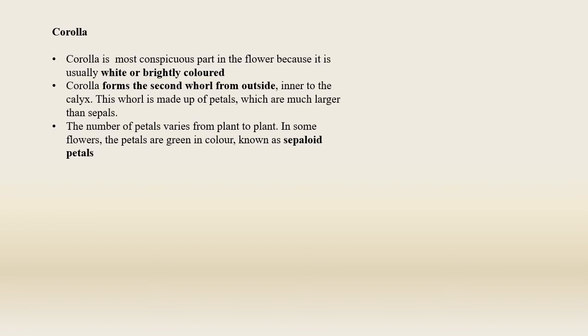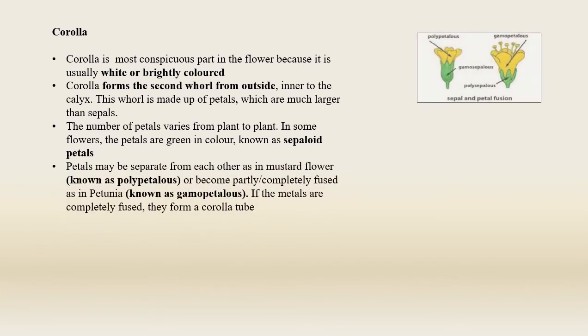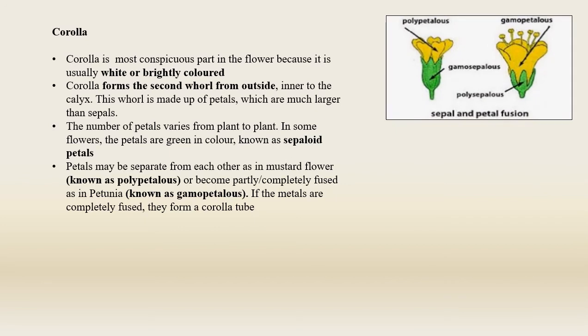The petals may be separate from each other, as in mustard flower, known as polypetalous, or become partly or completely fused, as in petunia, known as gamopetalous. If the petals are completely fused, they form a corolla tube.